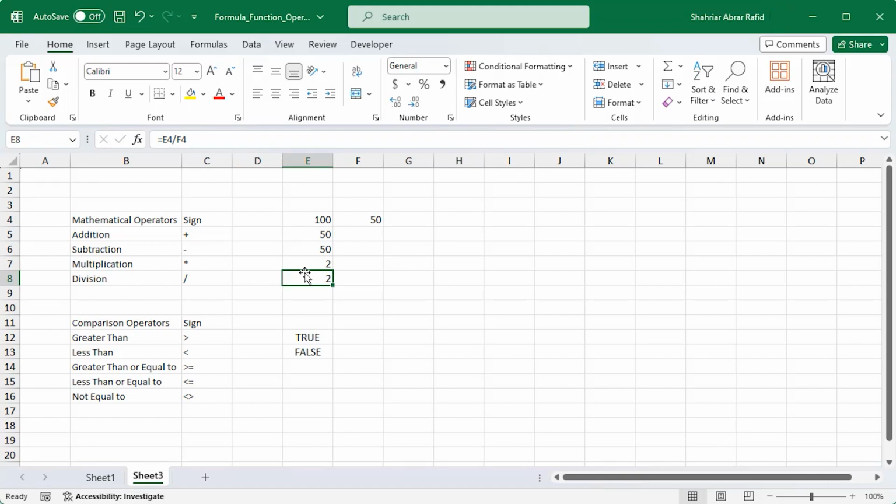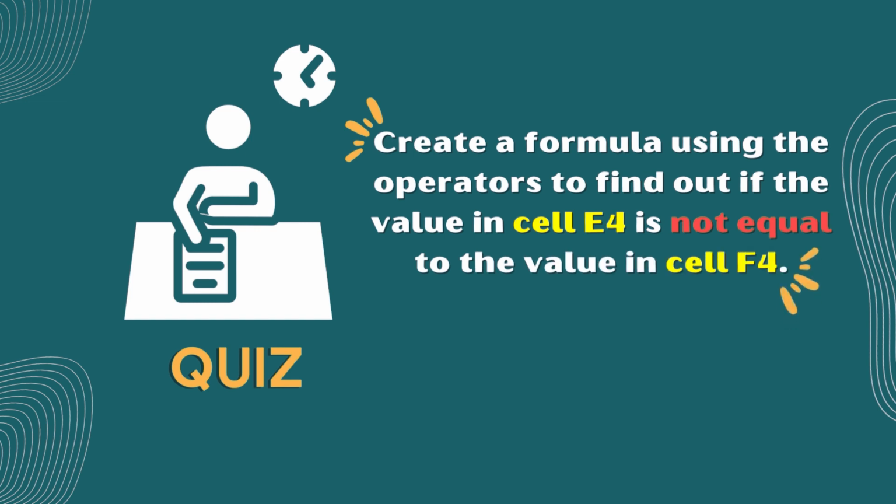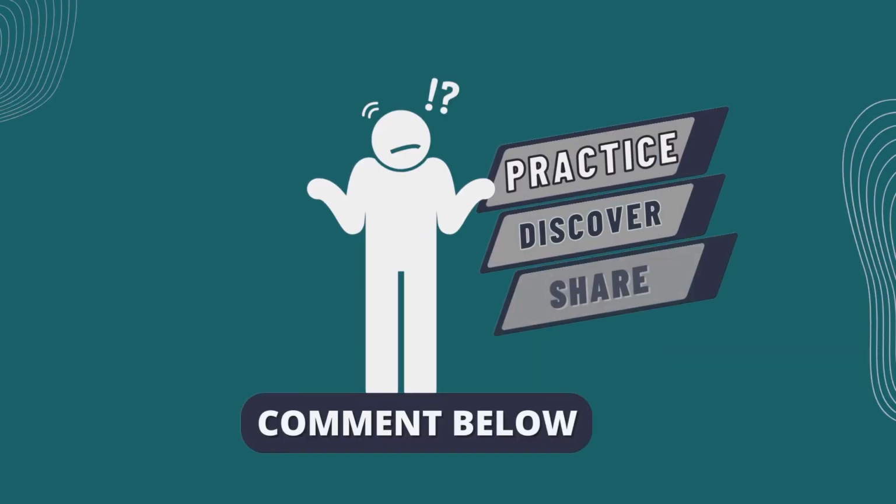Okay, time for a quick pop quiz. Create a formula using the operators to find out if the value in cell E4 is not equal to the value in cell F4. Try it out and drop your answers in the comments.